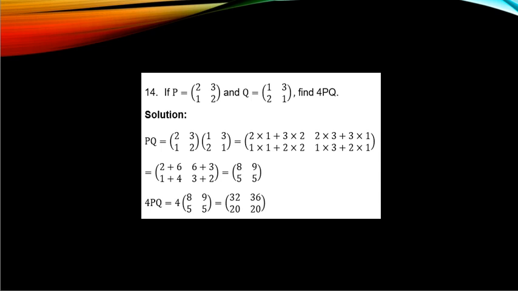Okay, example 14. If P is equal to this matrix and Q equal to this matrix, find matrix 4PQ. Before you can get 4PQ, you have scalar multiplication and general multiplication together, so you have to start by taking the product of P and Q first. They are 2 by 2 matrices. That means the number of columns in matrix P and rows in matrix Q are equal.